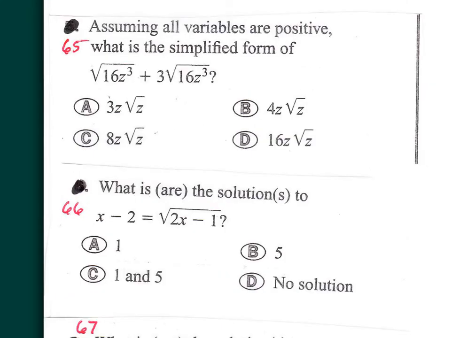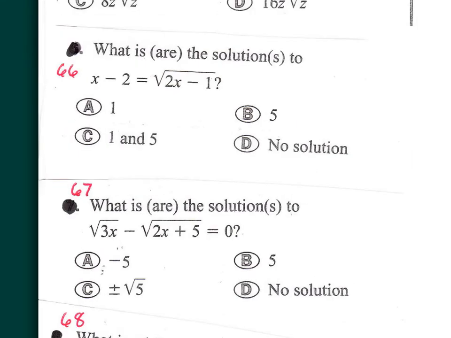Okay, 65, assuming all the variables are positive, what is the simplified form? Use your notes, follow the guidance on what you're to do when you have these radicals. Okay, and which one is simplified for 65? 66, you're to solve this. What are the solution or solutions? And remember what the rules are. If we want to get rid of this radical, you got to square it, but what you do to one side, you got to do to the other. All right, that should get you going as to solving the rest of it out for x.